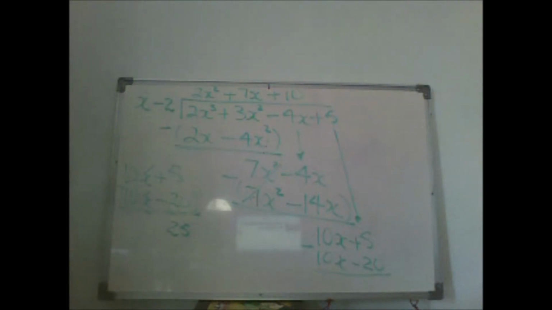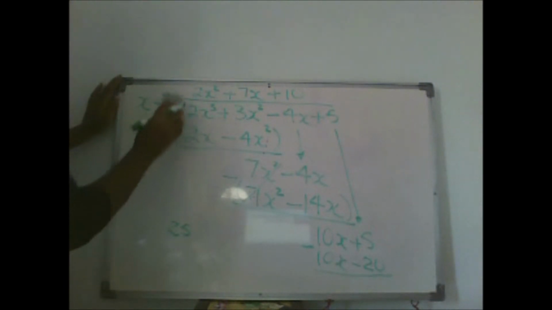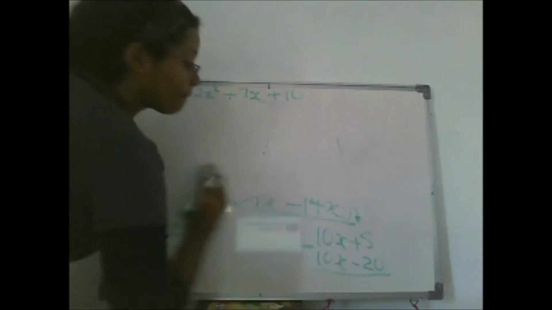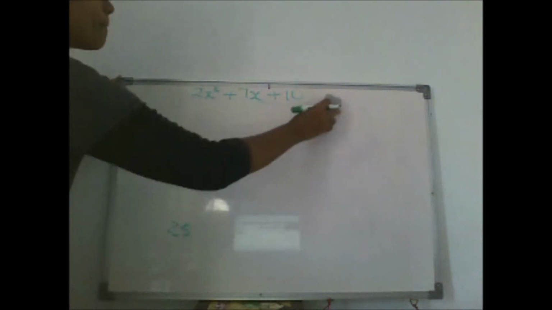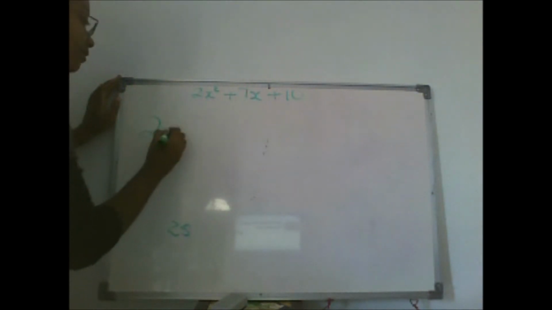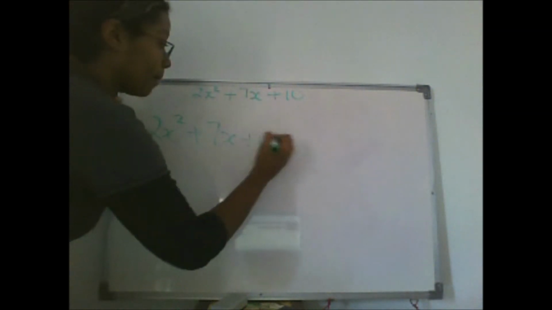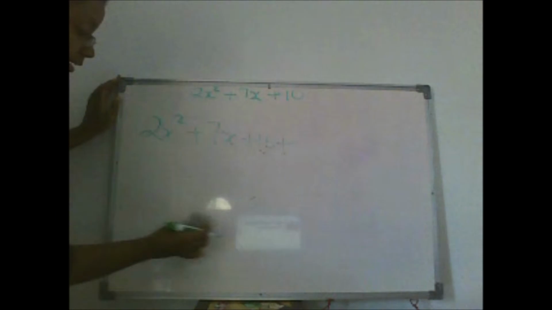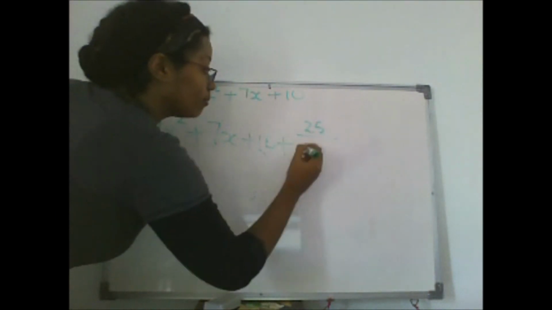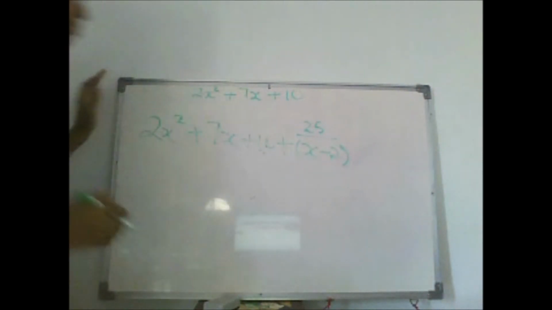Just remember. So what we would have actually for the answer is 2x squared plus 7x plus 10 plus this remainder that we had calculated as 25 over the number that we were dividing by, which was x minus 2. See? Totally simple.